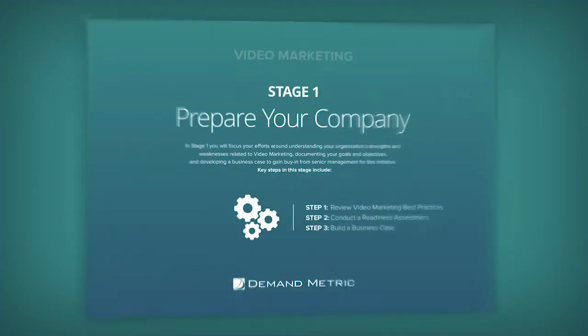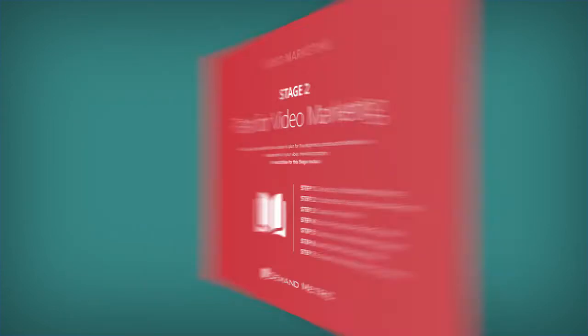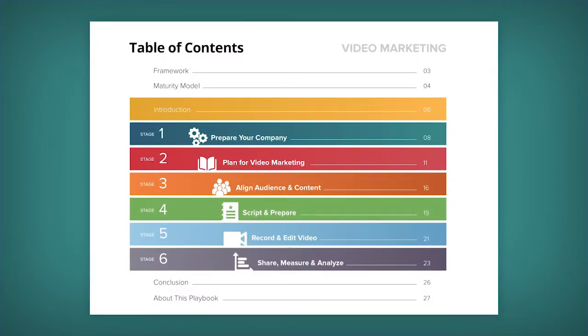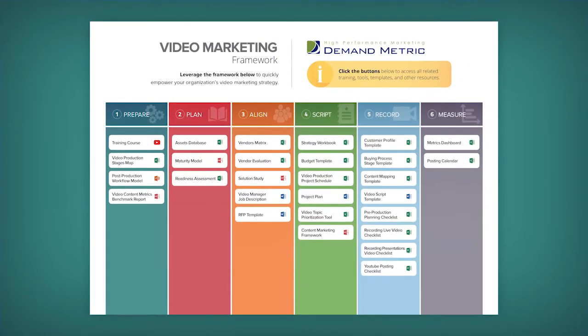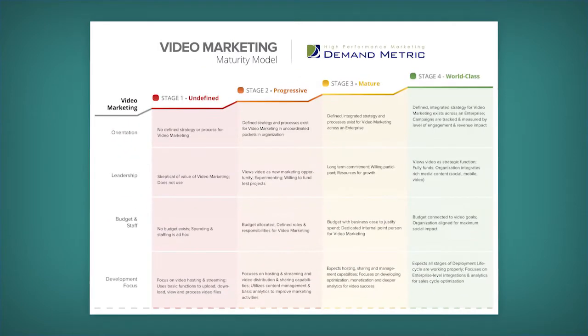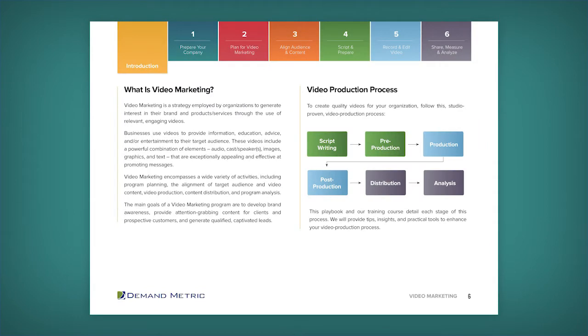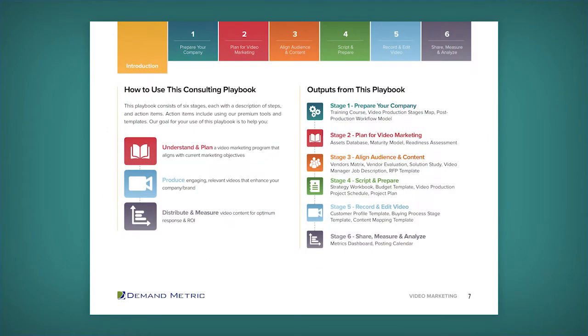Follow this simple step-by-step playbook to create an effective video marketing plan and produce engaging video content to support your marketing goals. Each playbook begins with a table of contents and a framework for quick reference to the tools and templates highlighted throughout this step-by-step guide. Also included is a maturity model that helps you understand where your organization sits in the spectrum of video marketing maturity. Our playbooks are filled with links to our practical modern marketing tools, templates, and training, which are organized stage by stage, step by step.